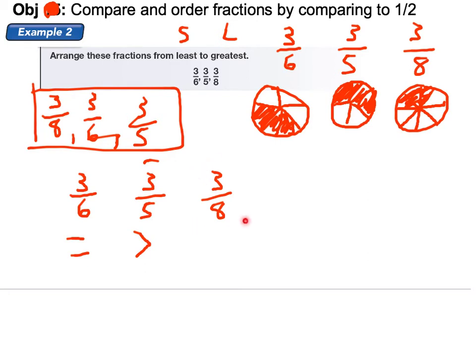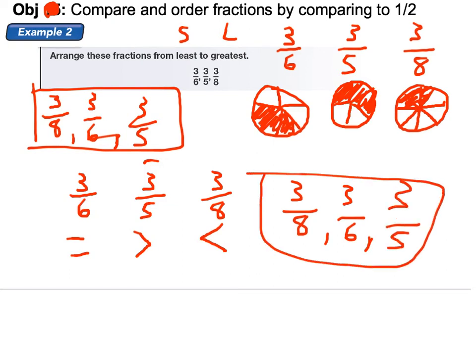And on the last one, 3/8. Well, what's half of 8? Half of 8 is 4. 3 is less than that, so this one is less than 1/2. So I got one that's equal to 1/2, one that's bigger than 1/2, and one that's smaller than 1/2. The one that's smaller than 1/2 has to be the littlest one. The one that's equal to 1/2 has to be next. And the one that's bigger than 1/2 has to be the biggest one. Either way, picture or not, I got the same answer.